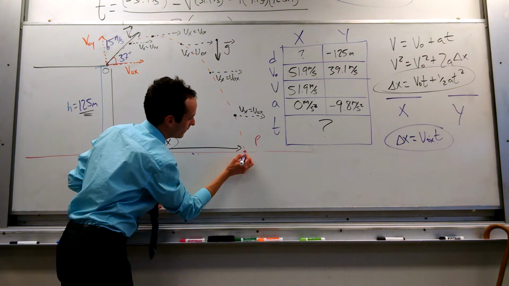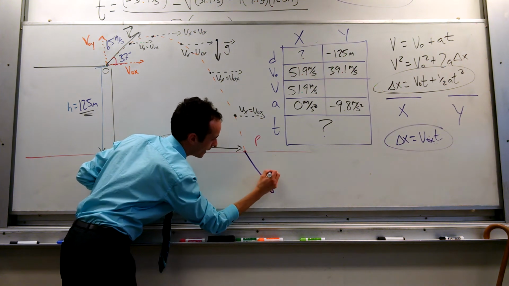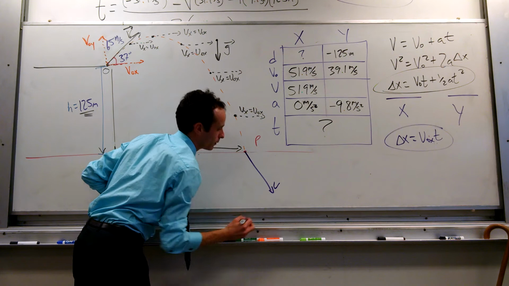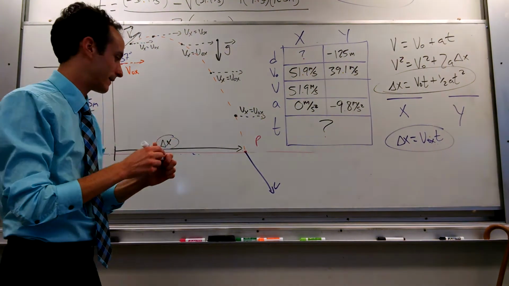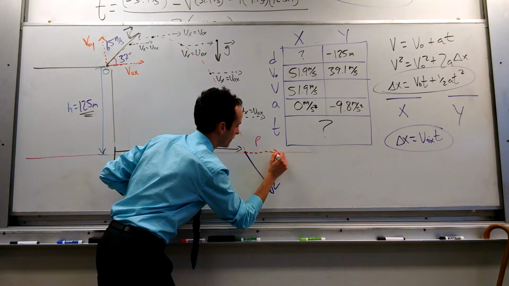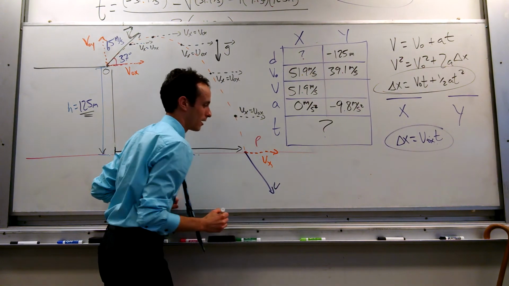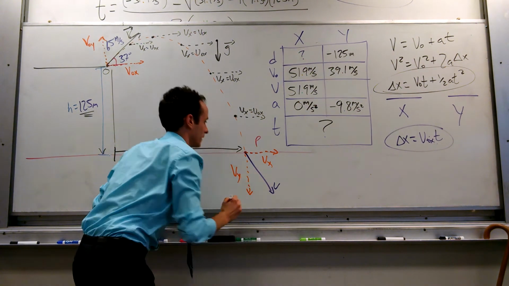So my velocity vector should look something like this. That's my final velocity vector. It looks something like that. And it is going to have components of the final velocity along x and the final velocity along y.